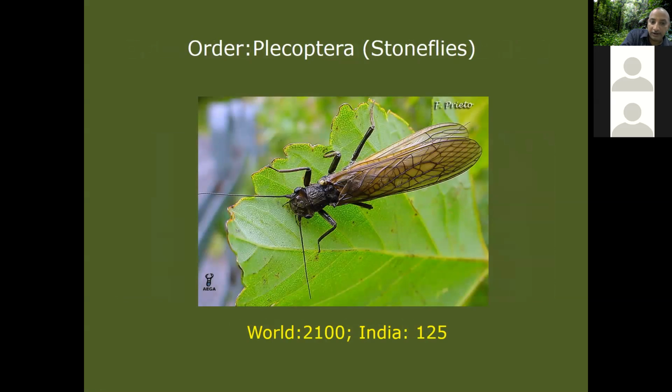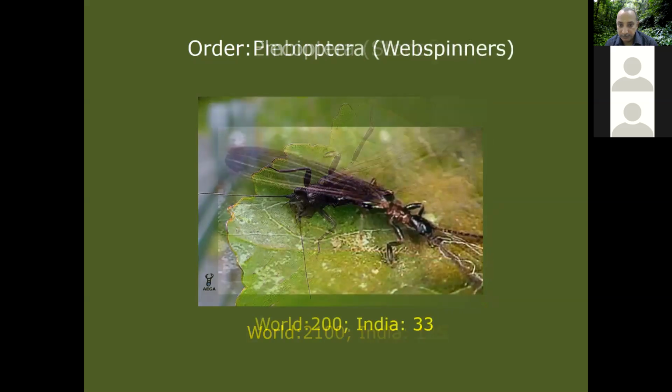Then comes the stoneflies. They are also aquatic. The stonefly larva is aquatic and they are usually found in riparian zones and streams. They are mostly found in cold, very clear, pristine, unpolluted waters, especially in hilly regions. Most of the species we see are from the Himalayas. In the Western Ghats we have about 12 to 13 species, so they are very poor there, but we have very high diversity in the Himalayas.